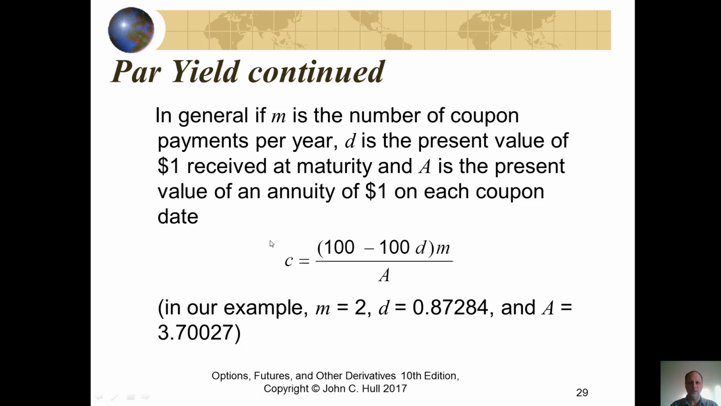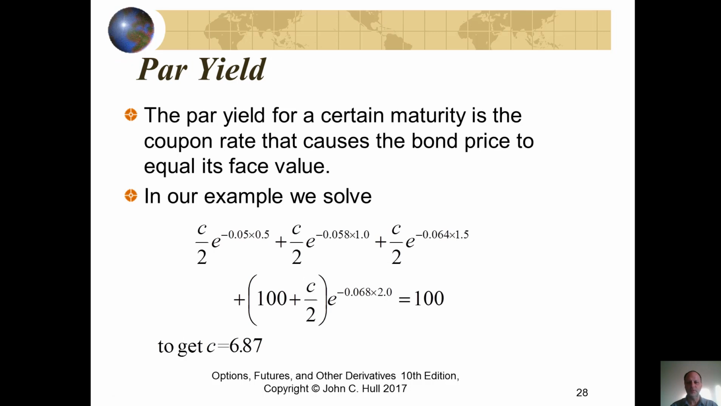and we get this formula C for the par yield, where D is the present value of $1 received at maturity, so this will be finding the present value of this $100 bullet payment. M is, in this case, 2, the number of coupon payments per year, and A is the present value of an annuity of $1 on each coupon date. So for our example, M was 2, D can be shown to be 0.87, and A can be shown to be 3.7, and again you will get as C the coupon stated above, which was 6.87.